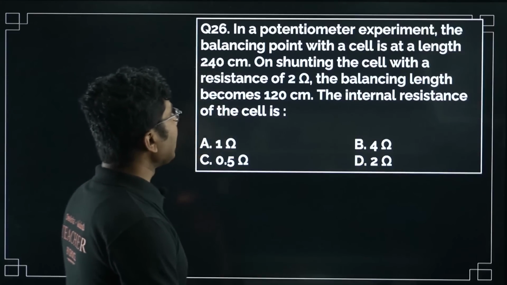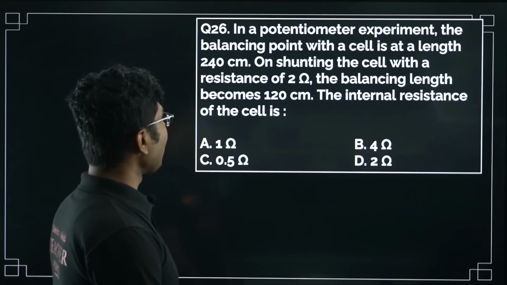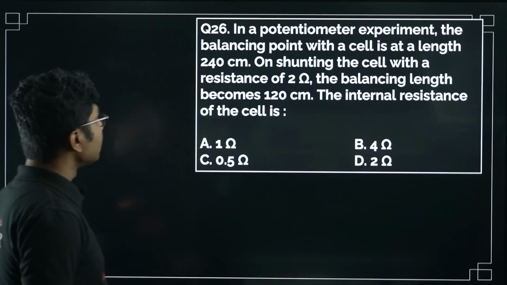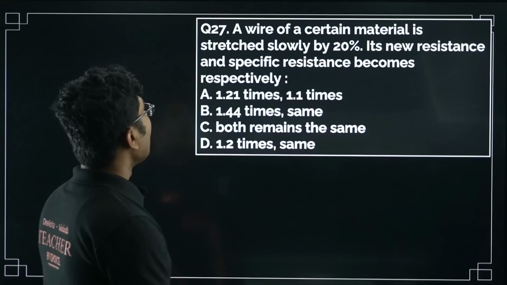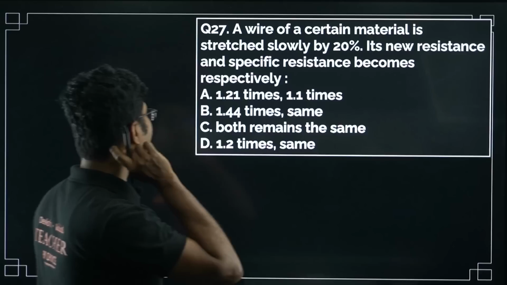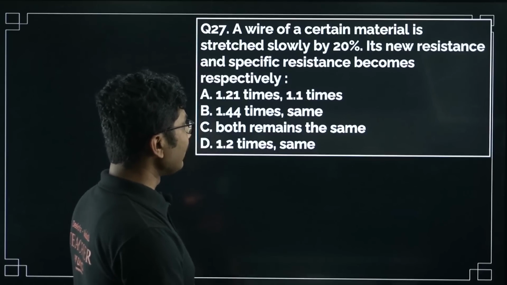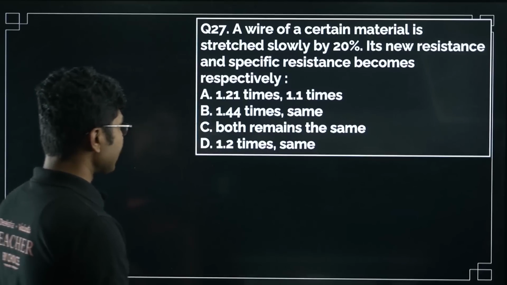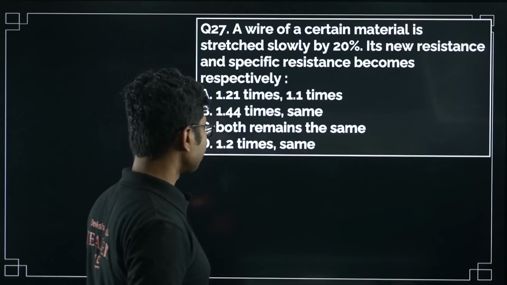In a potentiometer experiment, the balancing point of a potentiometer is deleted. So this is not important. A wire of certain material is stretched slowly by 20%. Its new resistance and specific resistance become, respectively?